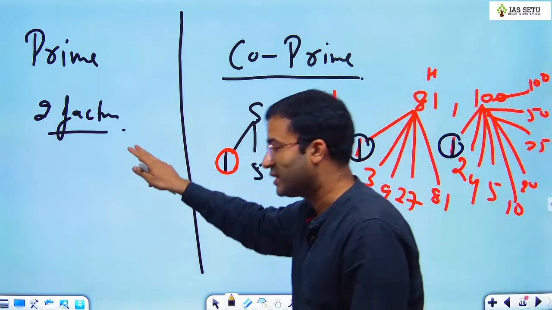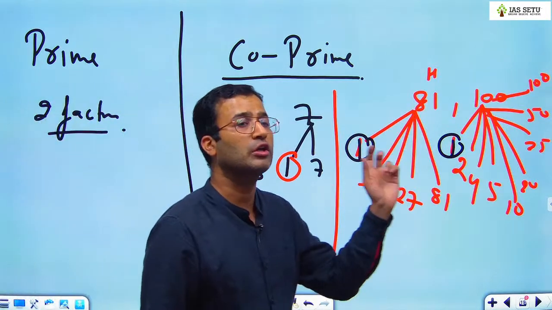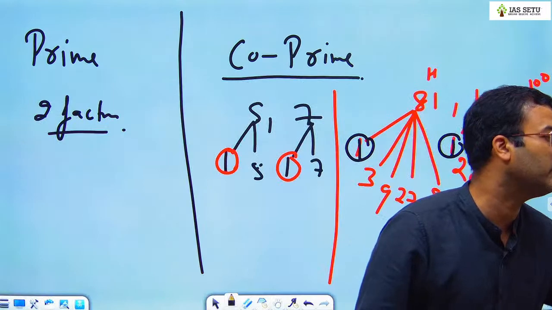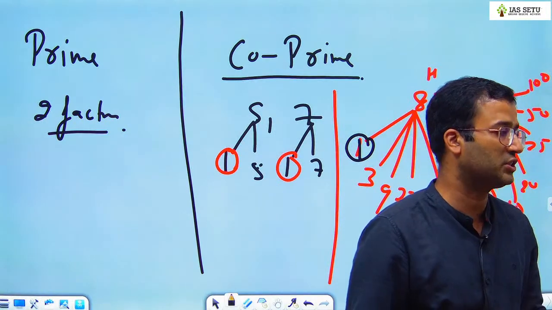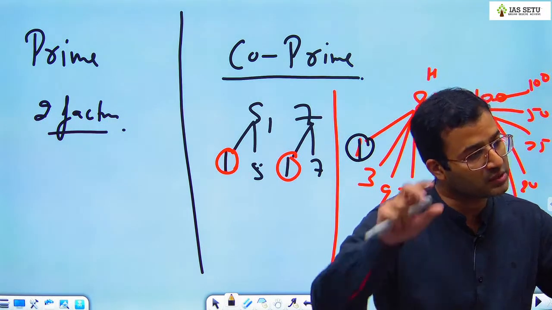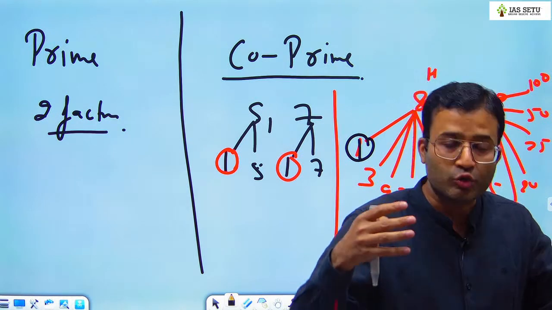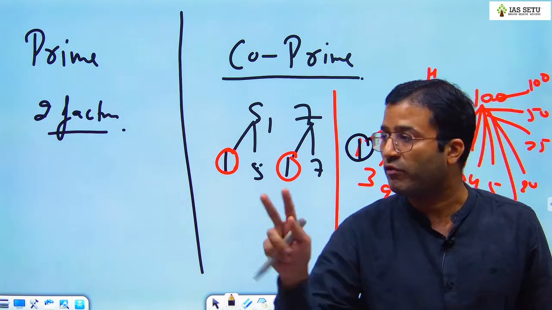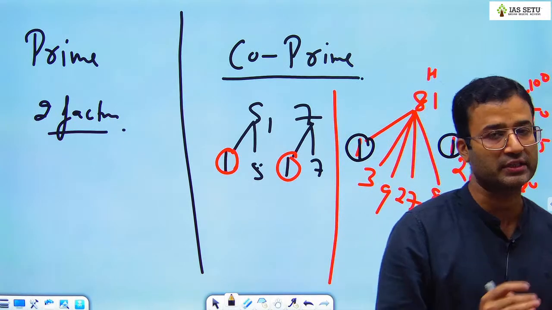Prime numbers have exactly 2 factors, whereas in co-prime there should be only one common relation or only one common factor. Whereas for the number of factors there is no restriction. So it means both numbers can be composite, prime, कुछ भी हो. Here, to be co-prime they should have only 1 as a common factor. Now we will check some of the questions.